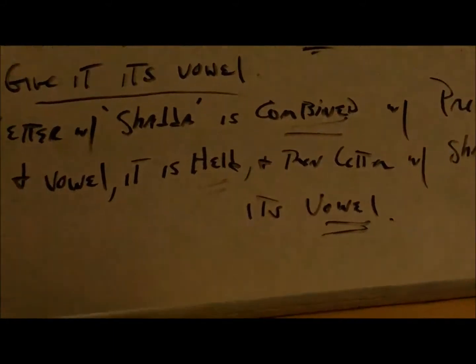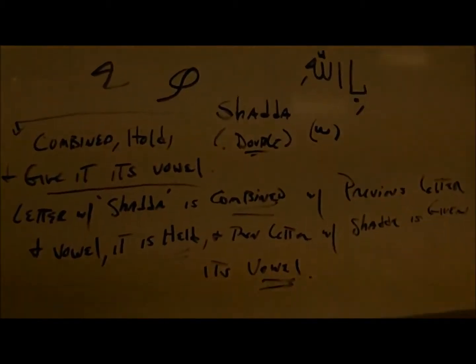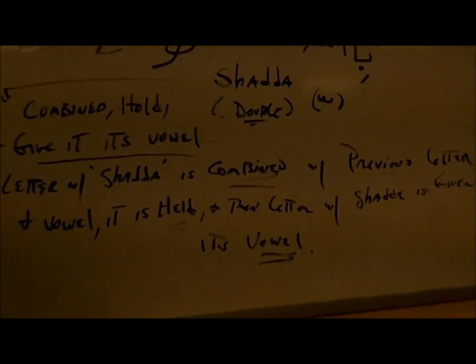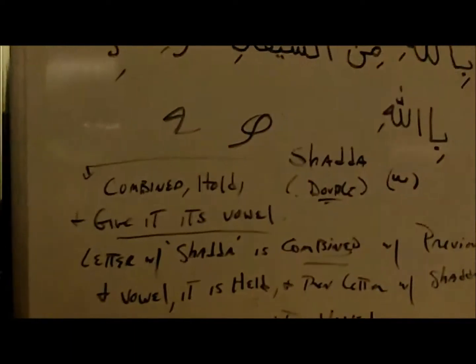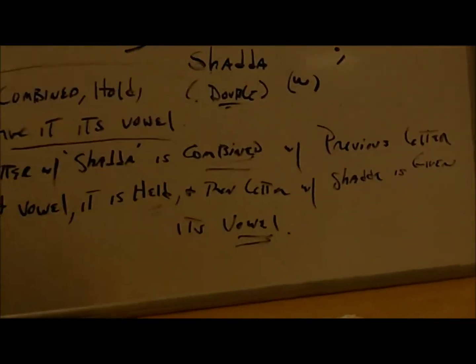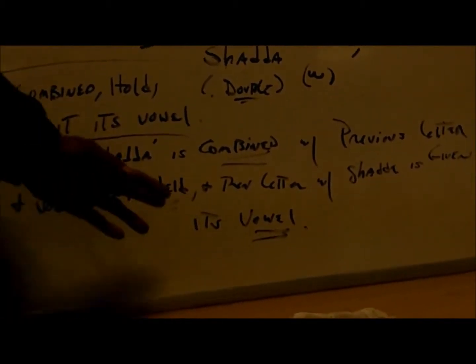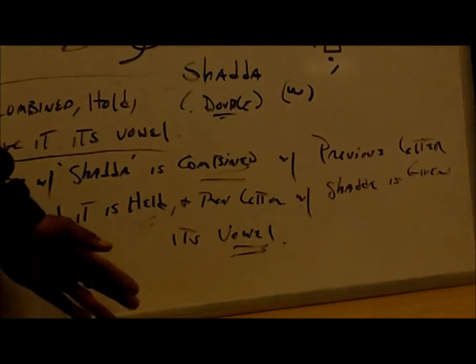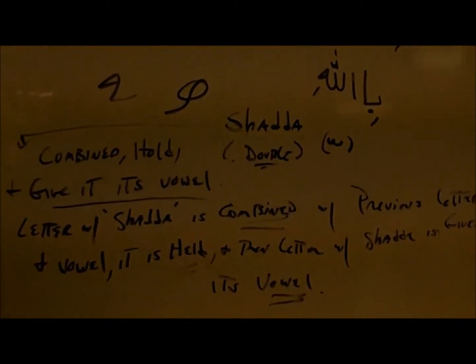Okay? Shaddah means combine, hold, and give it its vowel. This is how I remember a little bit. Little swing to it. Combine, hold, give it its vowel. That's the short version. The long version is letter with Shaddah, it is combined with the previous letter and vowel. It is held, and then the letter with Shaddah is given its vowel. And I'm going to explain it in a minute. But do you have this written down?